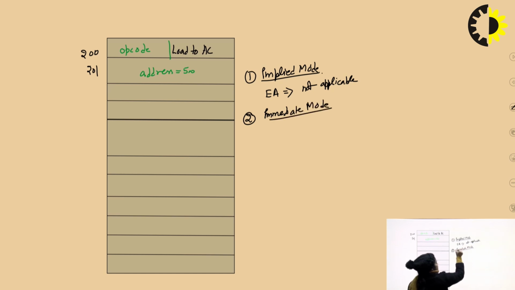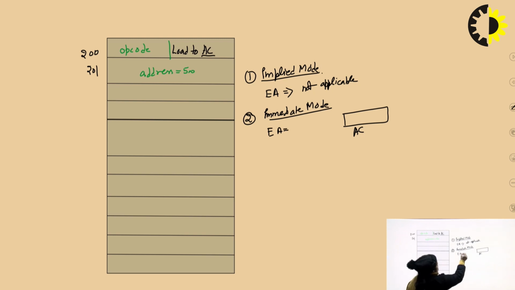In the second mode, that is the immediate mode. In the immediate mode, the particular instruction is going to become the effective address. So finally you can get here the effective address, and what is the operand? Actually you have to create a register, and the register name is AC. And why am I writing it here as an AC? Because the instruction is load to AC. If that particular instruction were load to R1, I would always write the register as R1. Here load to AC, that's why I am writing the register as AC.